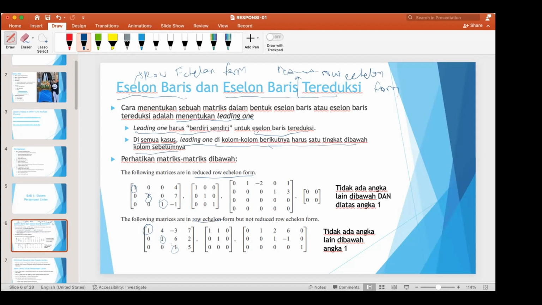So as you can see, let's say this one, the second one. There's one here. There's nothing below it, and there's zero on top, just like this one and this one. So just basically look at the numbers below and on top. Does it have other numbers aside from zero? So that's the easiest way to do it.